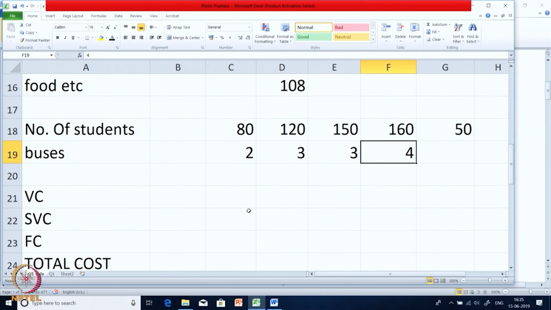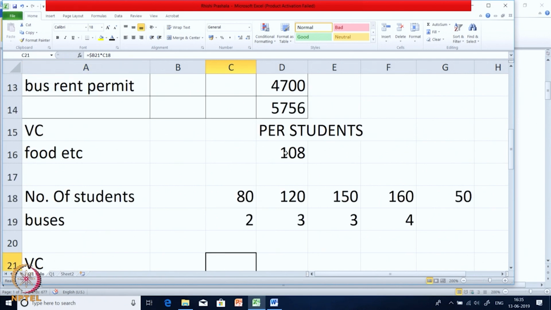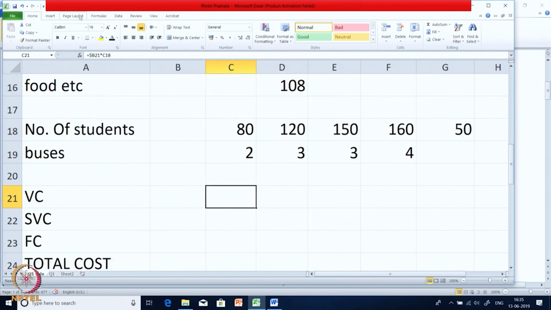Now how much will be the variable cost for 80 students? There is no point in writing each variable cost for each student. We are essentially calculating the total variable cost for 80 students, and we know that variable cost is 108 per unit. So 108 into 80 will be the VC for 80 students. So it comes to 8640. Are you getting it?